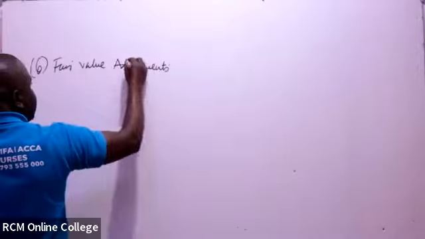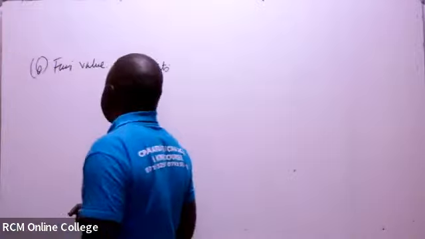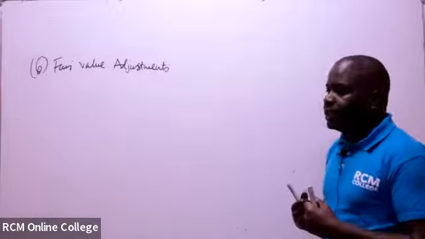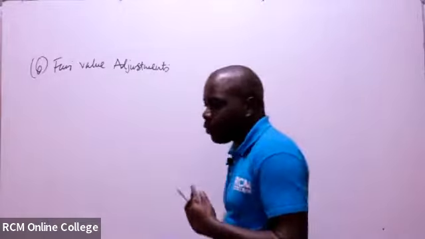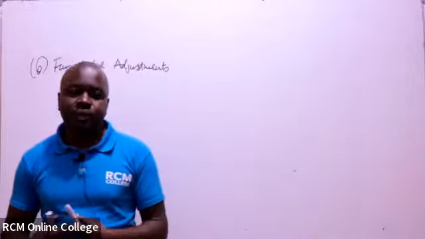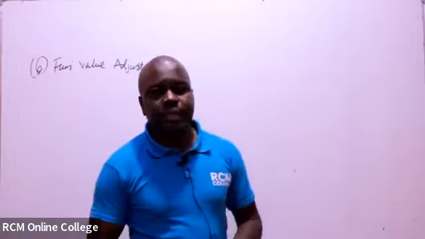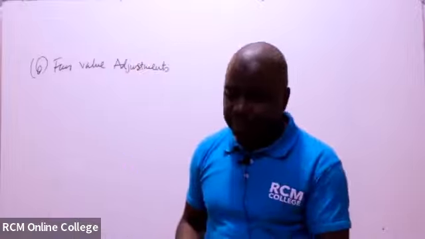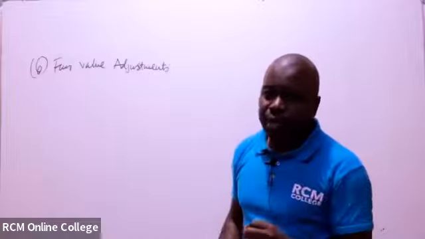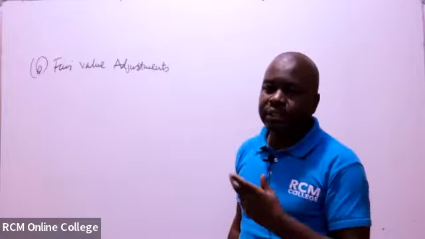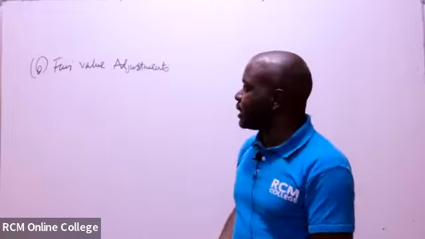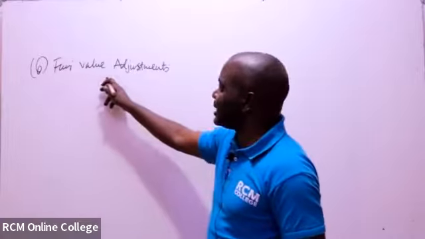Fair value adjustments. Sometimes on the point of acquisition, the assets acquired might be revalued. For example, they might tell you that under property, plant, and equipment, an item which was worth 60 million, on acquisition, was revalued from 60 million to 80 million. So in this case, their fair value has to be adjusted.